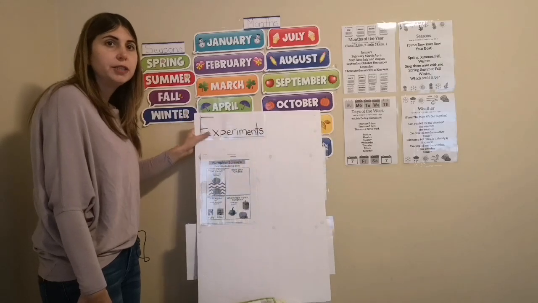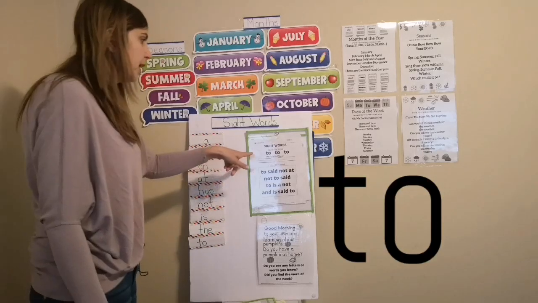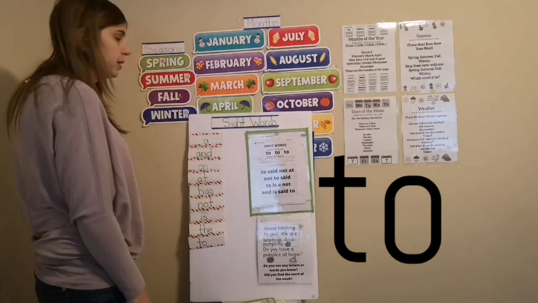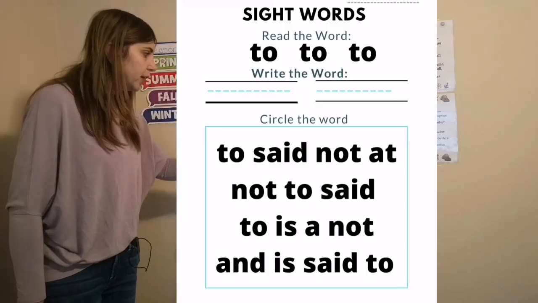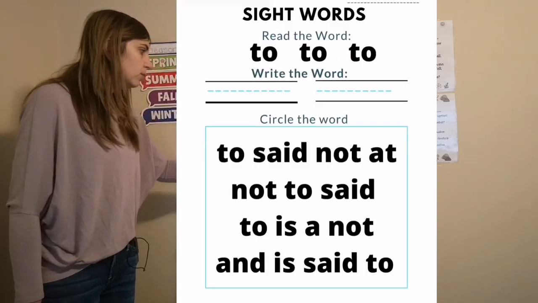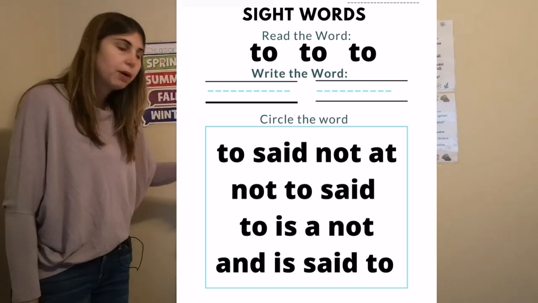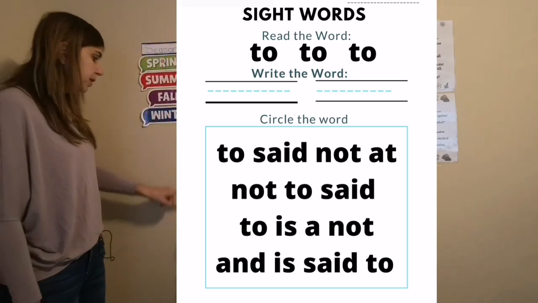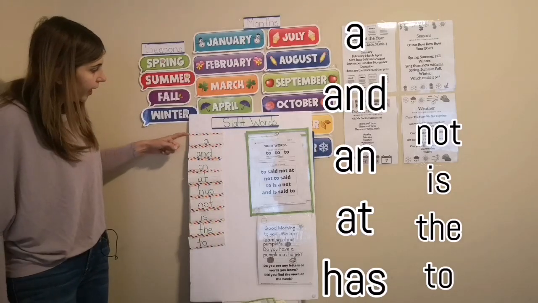Now we're going to move on to language arts. With our sight words, our new sight word for today is to. Not the number 2, the word to, T-O. So you can read it, to, write it, to, and circle all the 2's you can find in the box. And please keep practicing your sight words. We've done a bunch now.